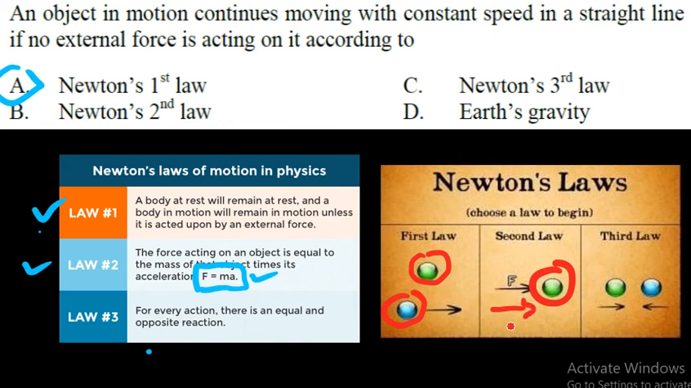So if there is a force, the object will accelerate if there is an unbalanced force. In the third law, as you see, there are two objects moving in opposite directions, so they are going to collide, and that means there will be action and reaction force. So try to remember always what Newton's first law states, second law, and third law. These are the three laws.